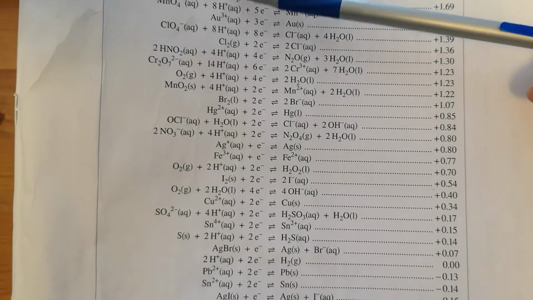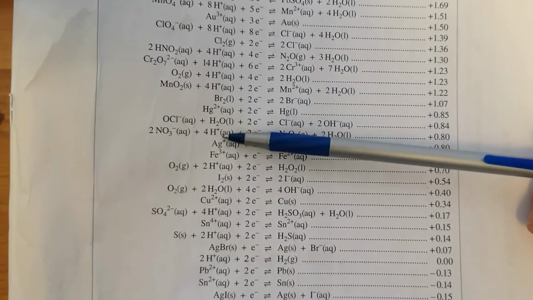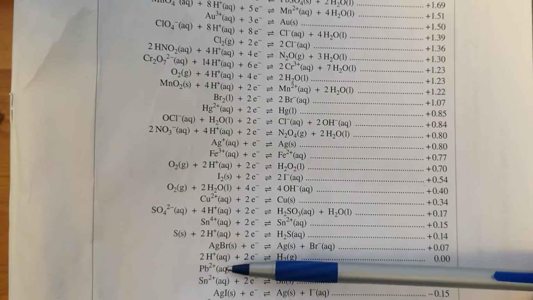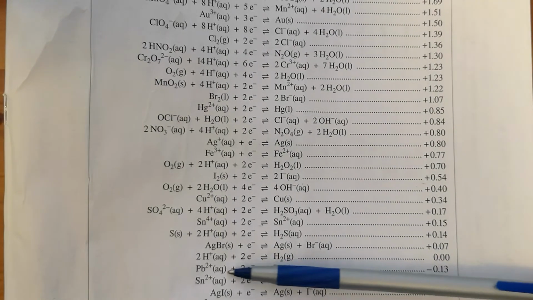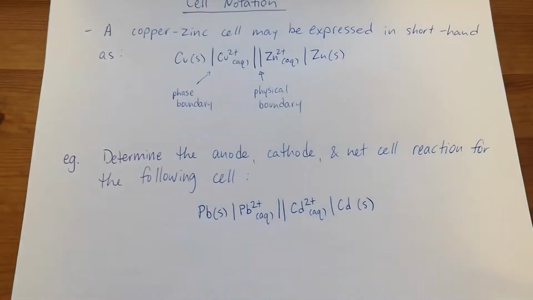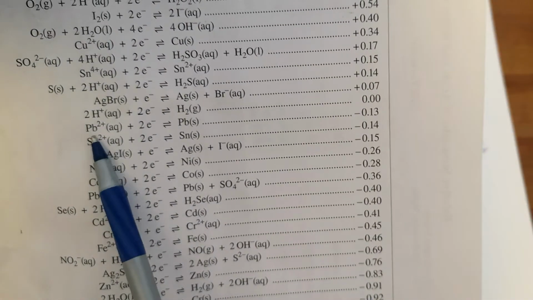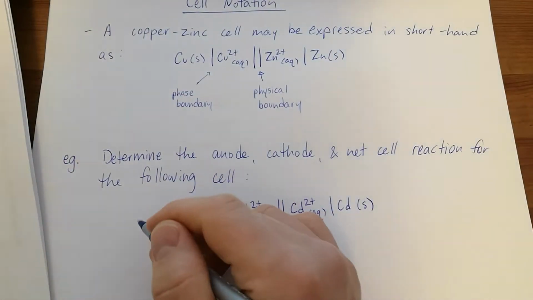All right? I'm looking for lead and I'm looking for cadmium. Let's start at the top and work our way down. Here's lead. Lead 2 ions, solid lead. Hey, that's what we got. Okay? So I think that the lead 2 ions are going to be our SOA.